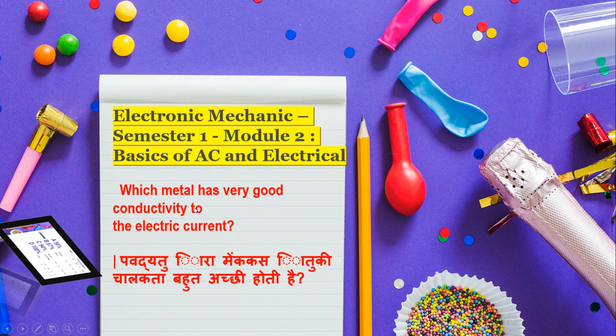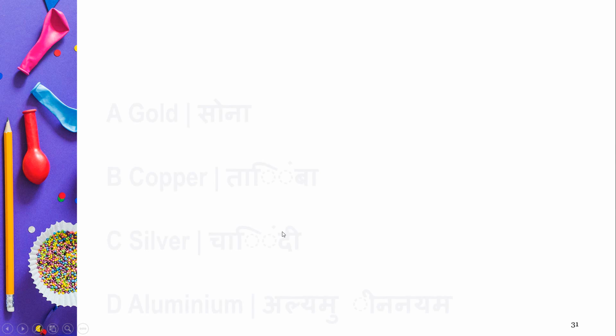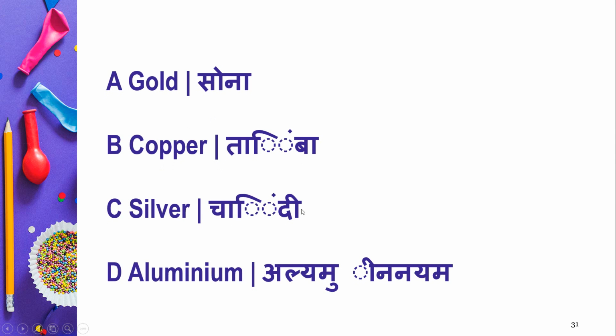Which metal has very good conductivity to electric current? We know that among the four, silver has 100% electrical conductivity.